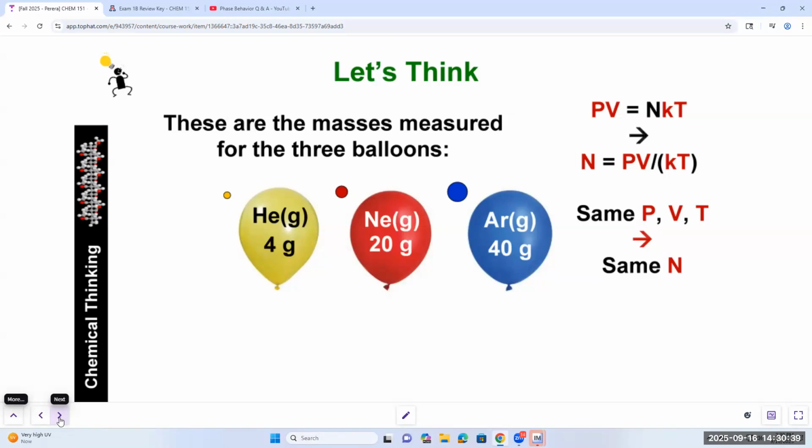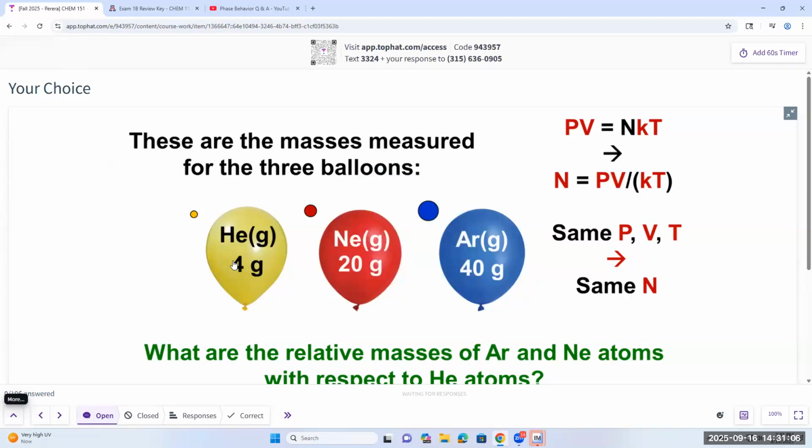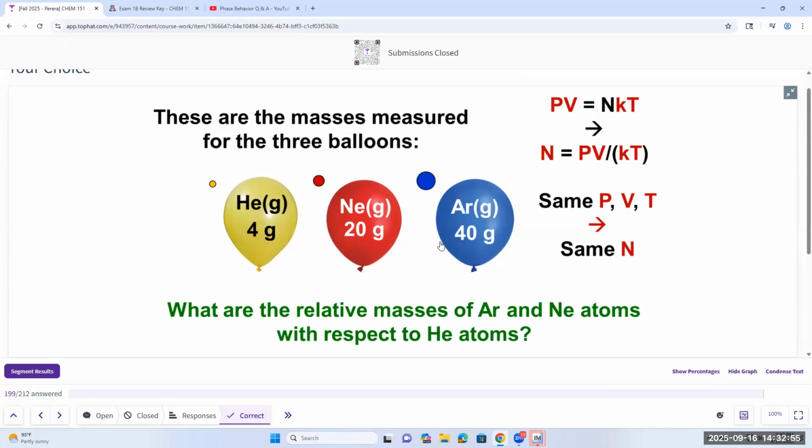In a different way, we can say the same thing like this. The relative mass of neon is 5 with respect to helium. Relative mass is 5 for neon with respect to helium. Now, your turn. Can you determine the relative mass of argon with respect to helium? Go ahead. Any questions about the idea of relative mass? Mass of something with respect to something else. That's the idea there. Any questions, concerns, comments?